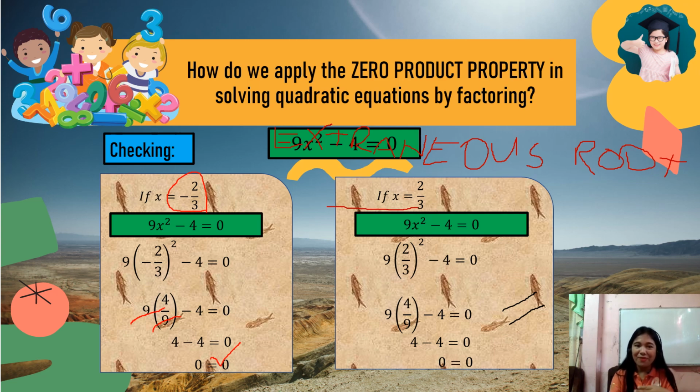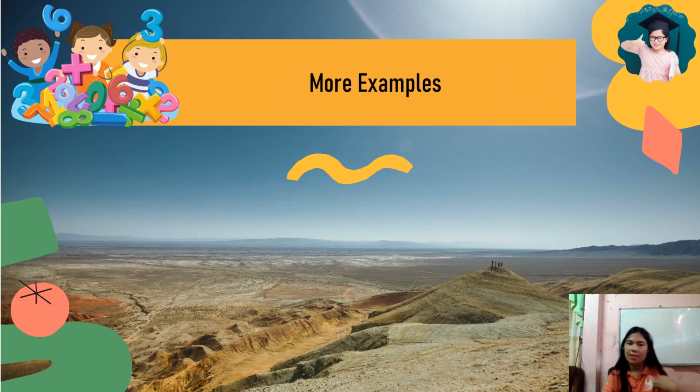Pero ako, if I am the student, I would like to have it check para ma-check ko kung tama ba yung sagot ko. So that pag halimbawa hindi siya naging true sa equation, then I can go back and tingnan ko kung saan ako nagkamali. Kung wala akong na mali sa process na ginawa ko, then it's probably one of the so-called extraneous root. Okay? As I've said, we'll learn about extraneous root as we go along. Okay, here is another example.